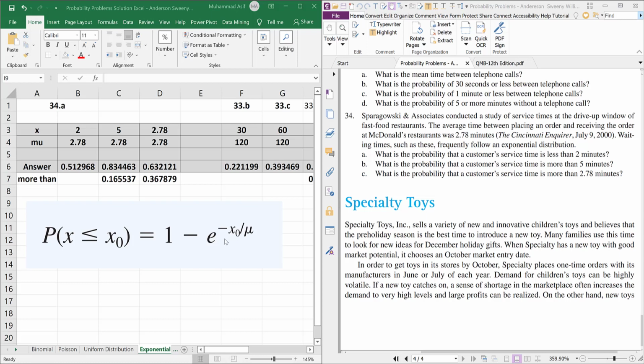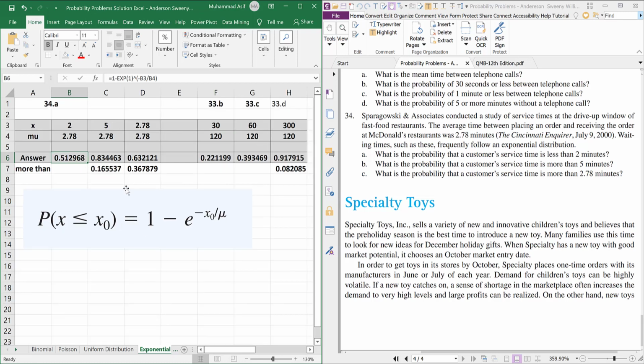And for this one, there is no separate or dedicated syntax. We just write the formula manually, and the formula is the same formula. That's 1 minus e raised to the power of minus b3 over b4, where b3 is x and b4 is mu, and that gives us the exponential probability.